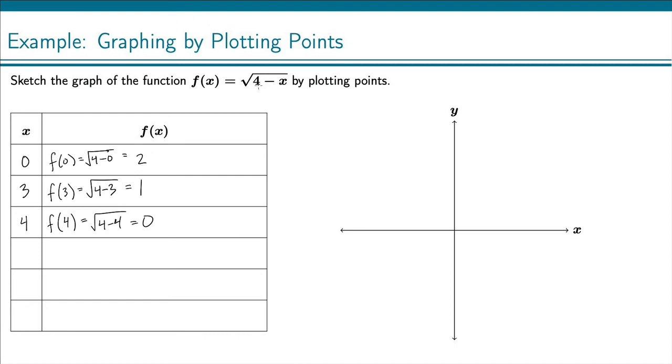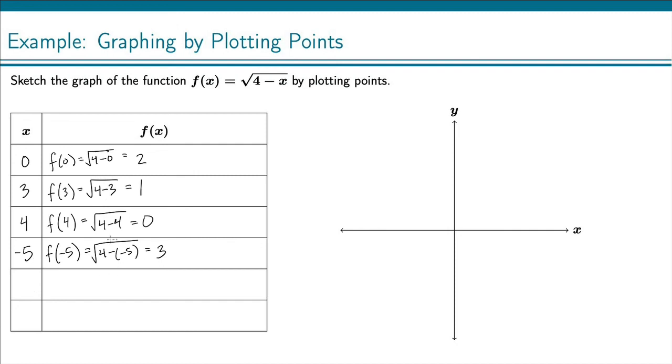The next number that's easy to take the square root of is going to be 9. And so that would be x equals negative 5. So f of negative 5 is the square root of 4 minus negative 5, and that's the square root of 9, which is 3. Now, at this point, I'm going to stop plugging numbers in, because the numbers that we're going to plug in are going to get further and further apart.